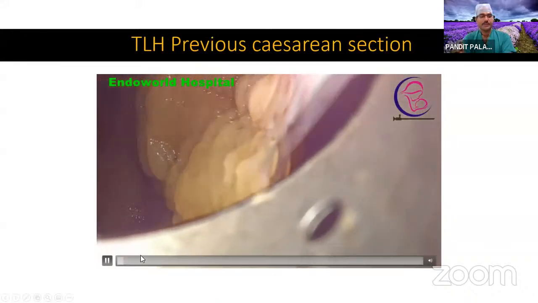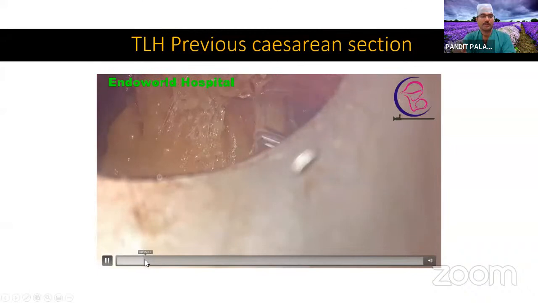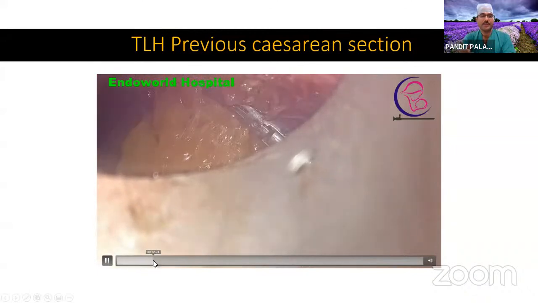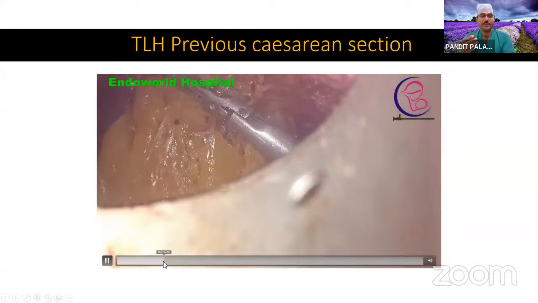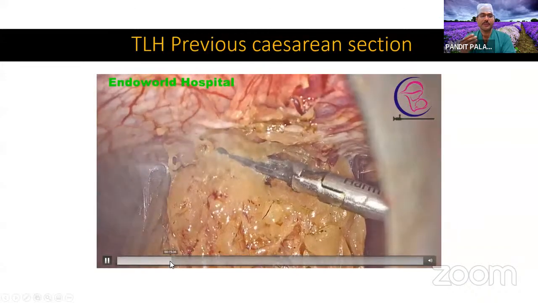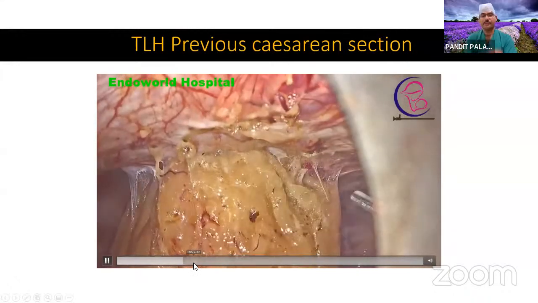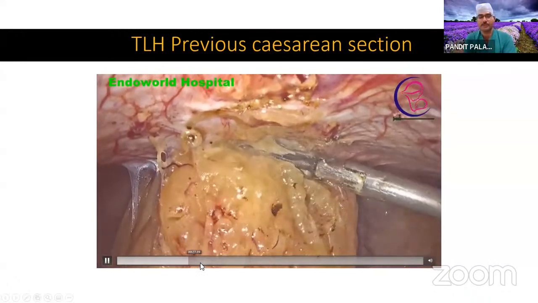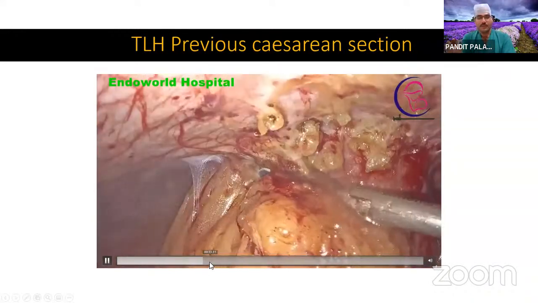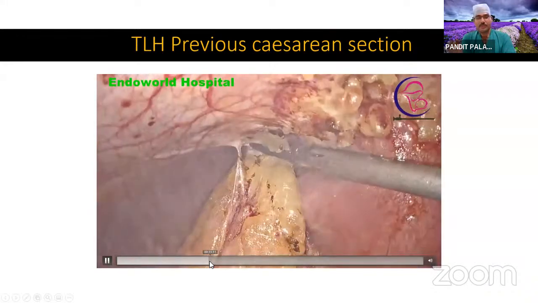This is another procedure of previous 3 cesarean sections. Here the uterus is completely adherent to the anterior abdominal wall along with the omentum, and the uterus is ventroflexed to the anterior abdominal wall. The cervix was pulled out. So what you have to do, same principle you have to follow.